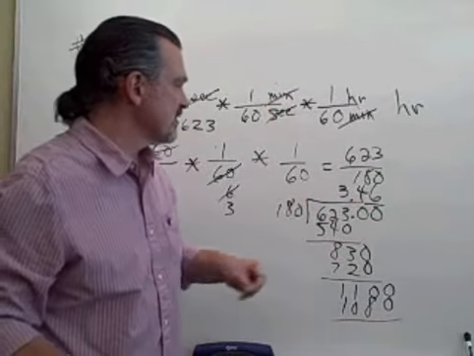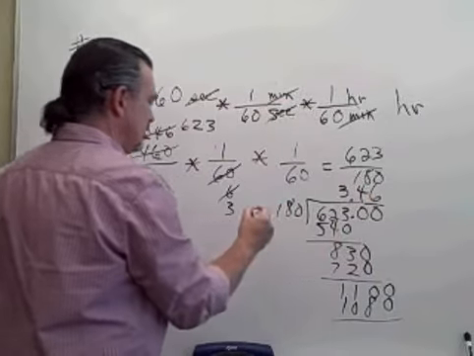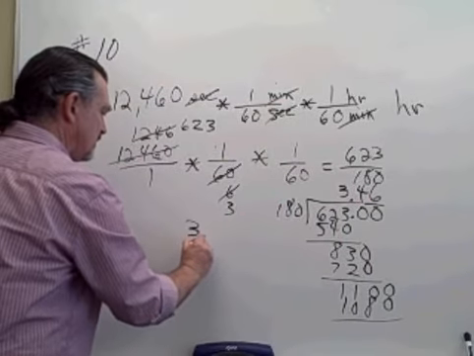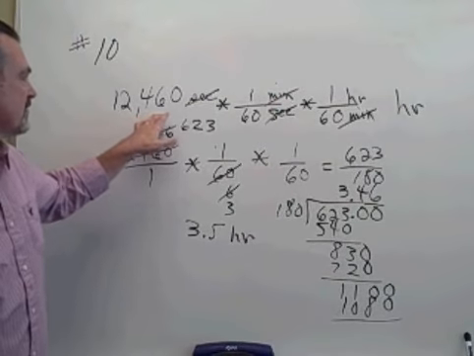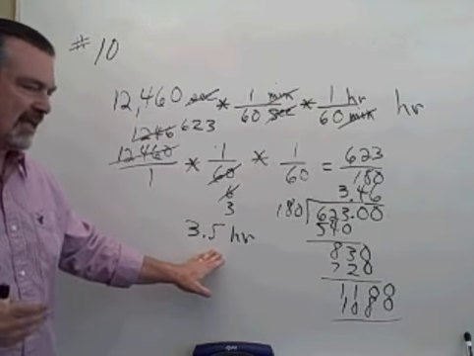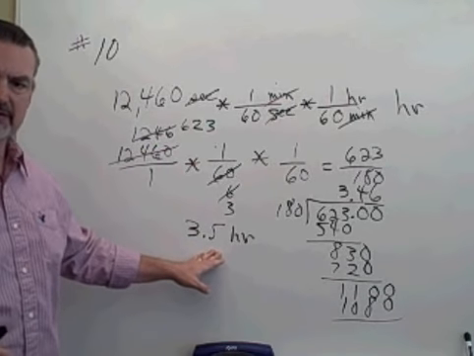So rounding this to the nearest tenth, that would be equal to then 3 and 5/10 hours. So 12,460 seconds is the same length of time as 3 and 5/10 hours.